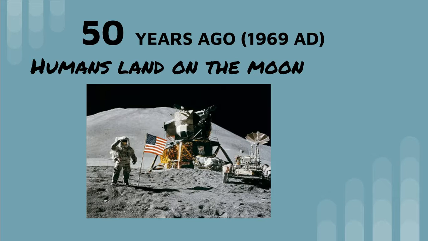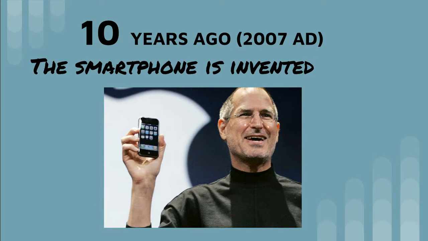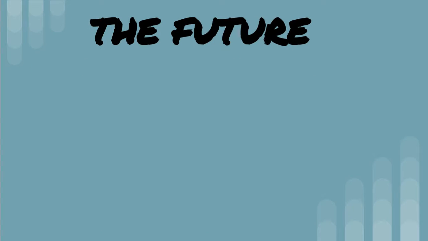50 years ago, so in 1969, humans land on the moon. 30 years ago, in 1989, the World Wide Web is invented. 10 years ago, in 2007, the smartphone is invented. And that brings us up to date.